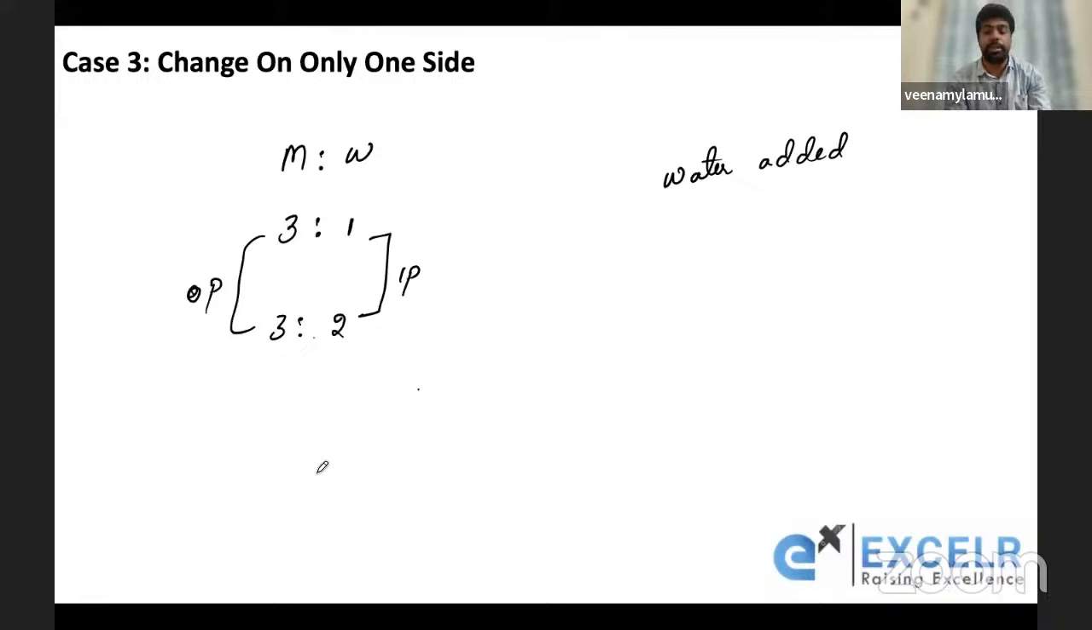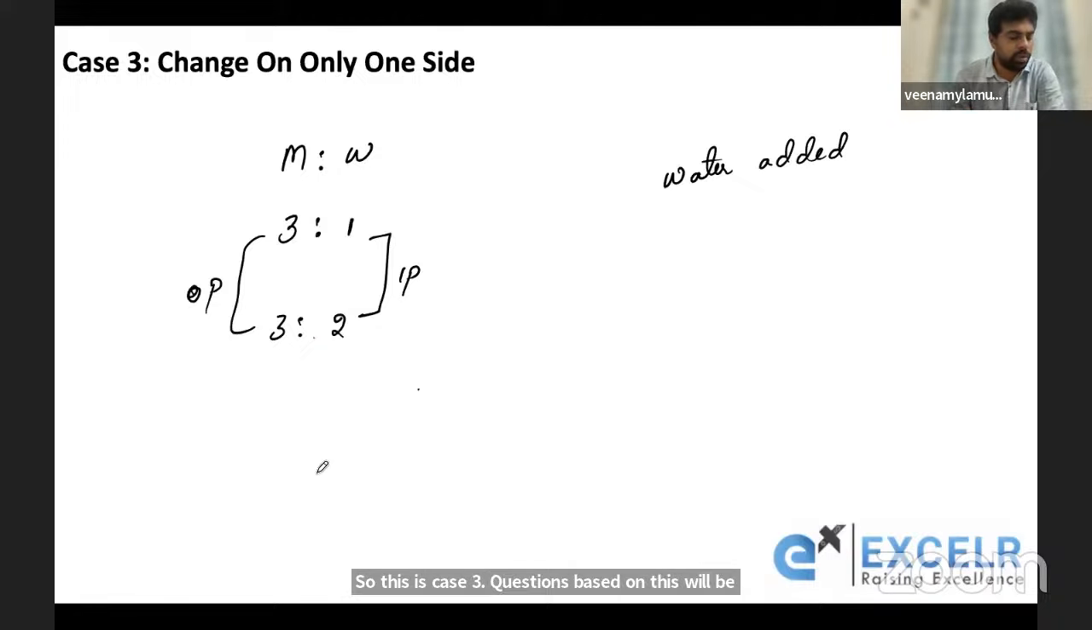So this is case 3. Questions based on this we will be solving. So Jayanti Kumari, 18,000 and 14,000. Very good for the previous one.